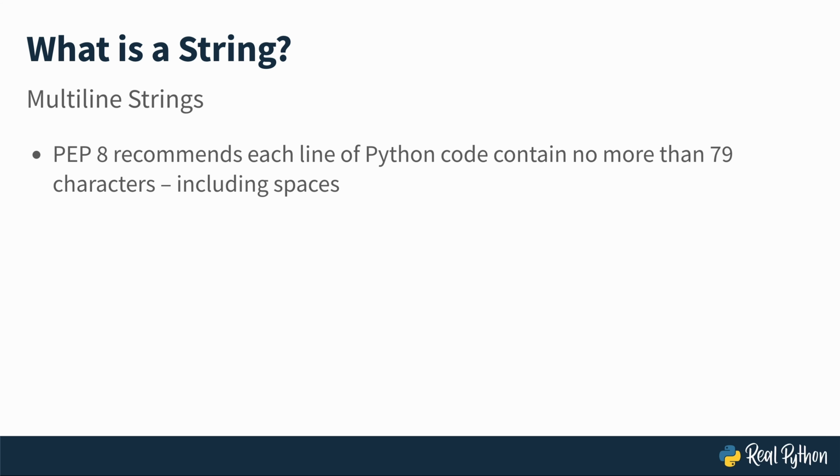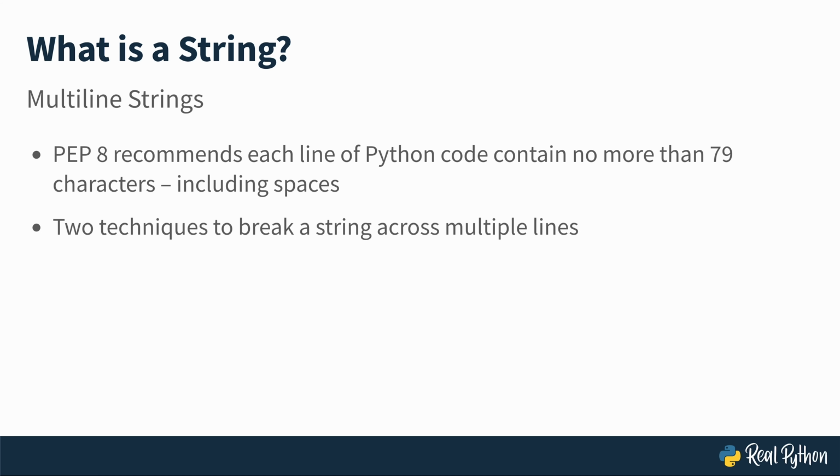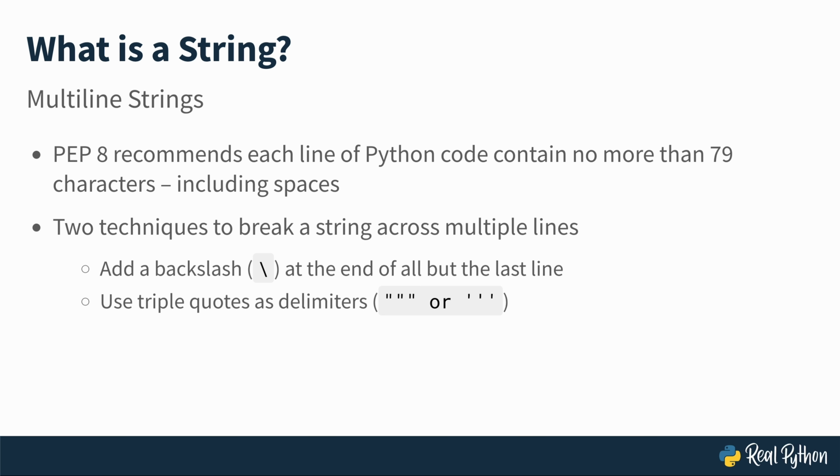So what if you are, say, typing in an entire paragraph or something longer? There are two methods that you can use to break a string across multiple lines. One method is to add a backslash at the end of all but the last line. So right around the 79th character, you could add that slash. And the other is to use the technique I mentioned before, which is to use triple quotes as delimiters, either the double quotes or the single quotes, 3 at the beginning and 3 at the end. Let me have you try that out in the interactive window.